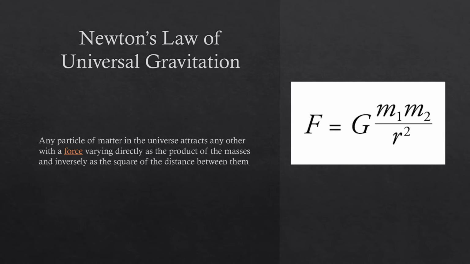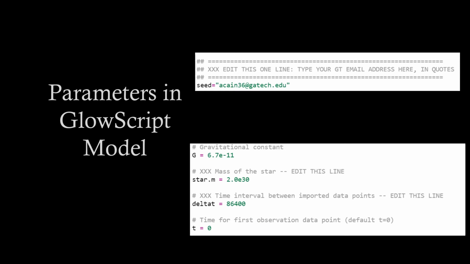around the black hole. I used the program GlowScript to model the trajectory of the star and began by inputting my email address as a seed for the black hole to create a unique mass. Additionally, I inputted the mass of the star, which is 2.0 times 10 to the 30th kilograms, as well as delta T, which is equal to the amount of seconds in one day, being 86,400 seconds.